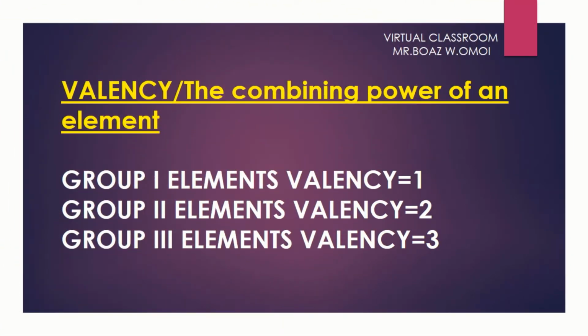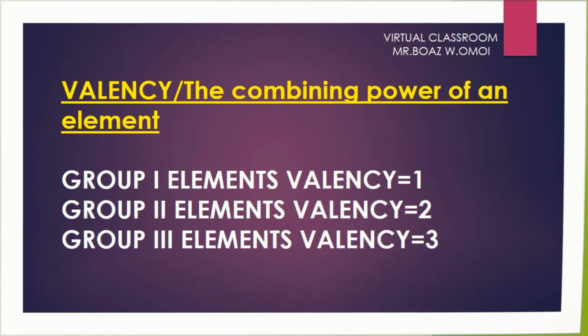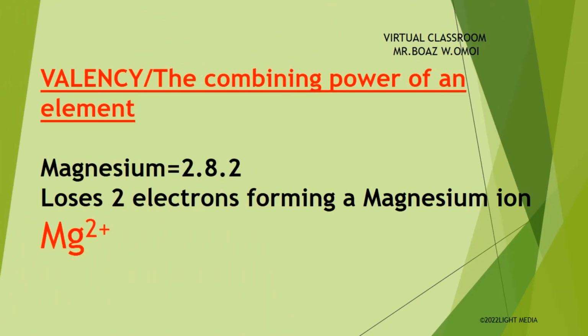Now, all group 2 elements have a valency of 2. They have a valency of 2, e.g. magnesium. Now, magnesium is atomic number 12. The electron arrangement is 282. Therefore, you can see that magnesium has 2 electrons in the outermost energy level. Therefore, it loses 2 electrons during a reaction. Therefore, the valency for magnesium is 2.